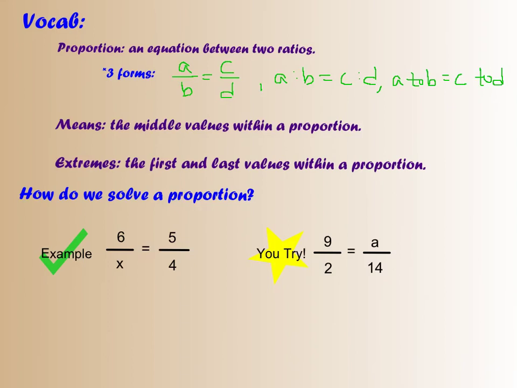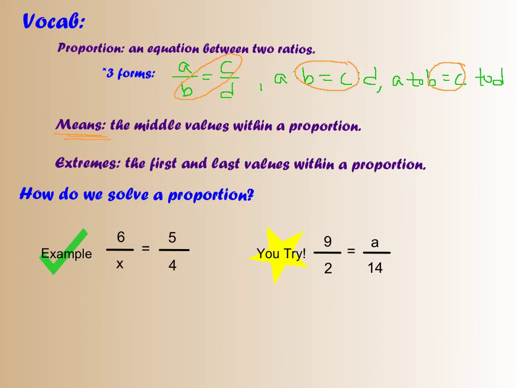Now there are certain names for some of these values. I'm going to circle all of the means in orange. That's the middle values within the proportion. So my middle ones are B and C. If you say the alphabet A, B, C, D, B and C are in the middle. Same thing here with the colons, B and C. So my middle values are called my means.